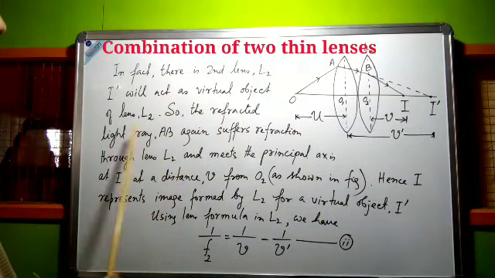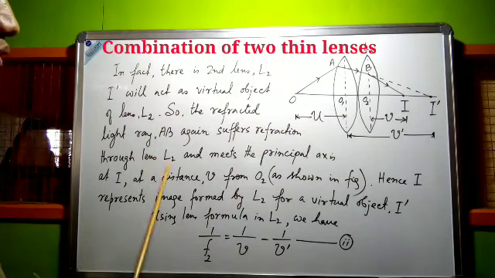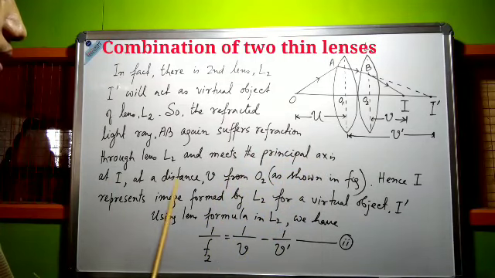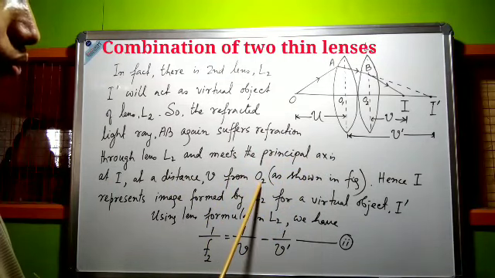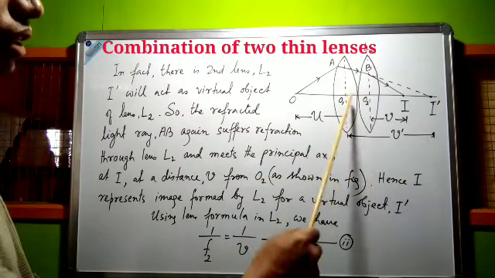So the refracted light ray AB again suffers refraction through lens L2 and meets the principal axis at I at a distance V from O2, that is the optical center of lens L2, as shown in the figures.